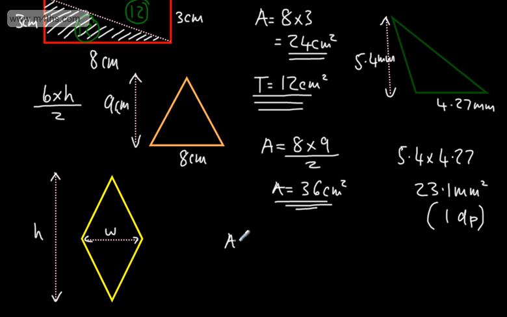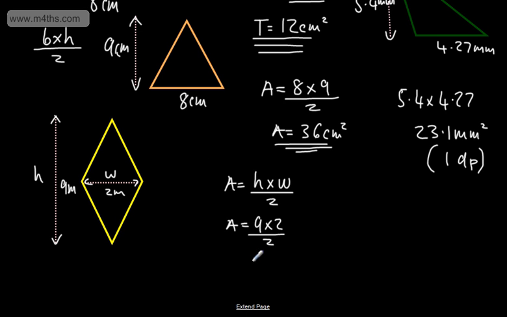We do that, the area is going to be H multiplied by W, and we halve our answer. So let's say that this is going to be 2 meters and this is going to be, let's say, 9 meters. I would say that the area is going to be 9 multiplied by 2, and then we halve our answer, and that's going to give me 9 square meters. So 9 square meters, or 9 meters squared. So nice and logical, nice and straightforward.